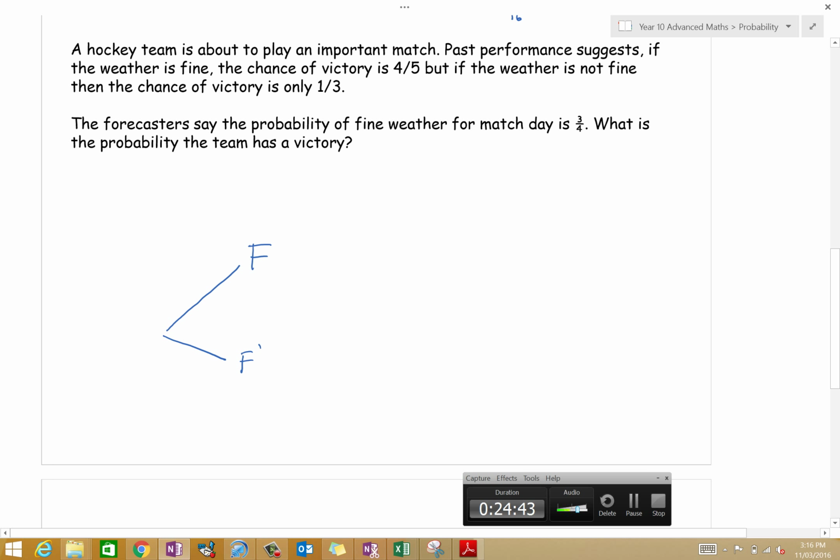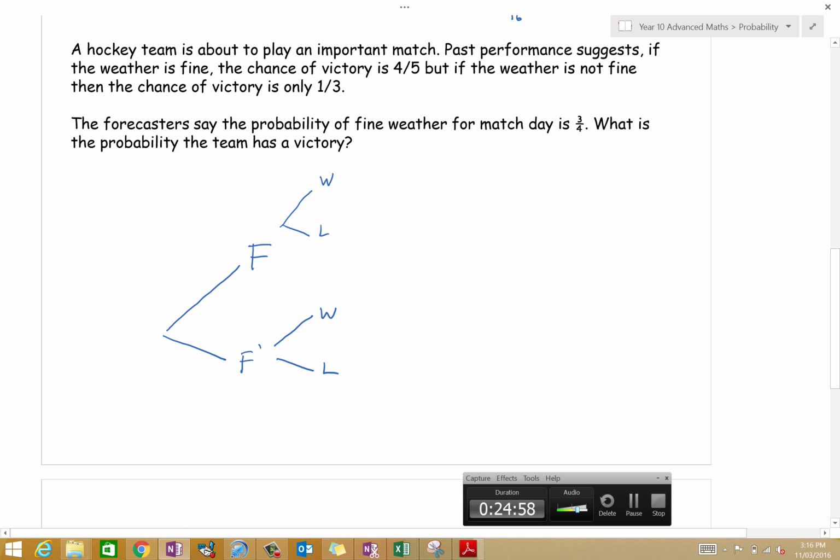All right, that's good. So we could do that, as long as you guys know what it is. Then we've got win and we've got loss, and if it's not fine, we've got a win or a loss.